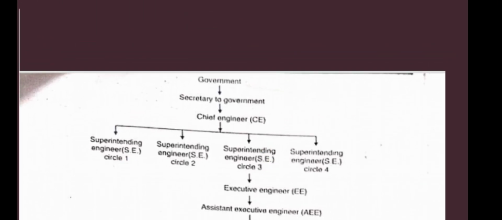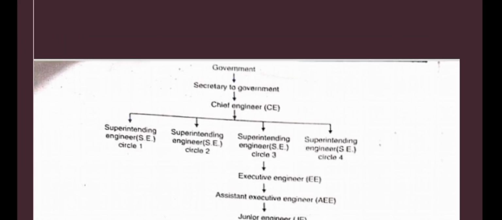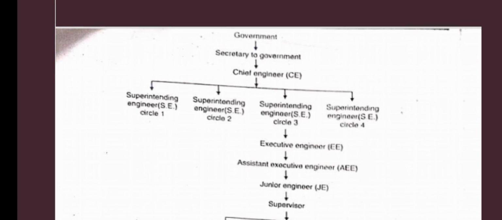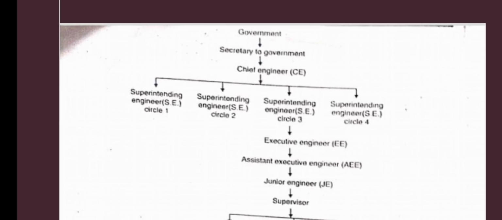The PWD's administrative setup, which is commonly followed in almost every state of India, is given here. Here you can see the government is at the top level. The government is the policy maker, and the important link between the government and the rest of the members is the secretary of government. After the secretary of government, the head of this organizational setup is the chief engineer. The chief engineer is directly responsible to the government for the execution of major works.